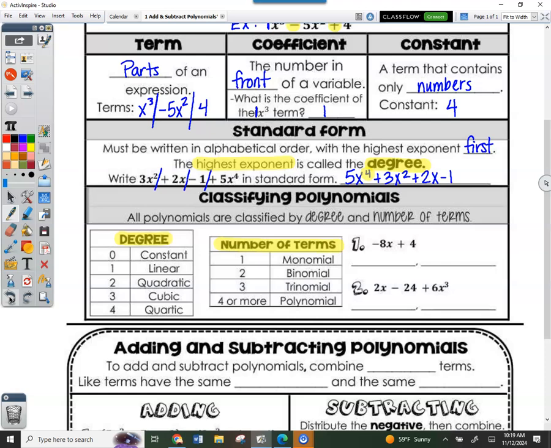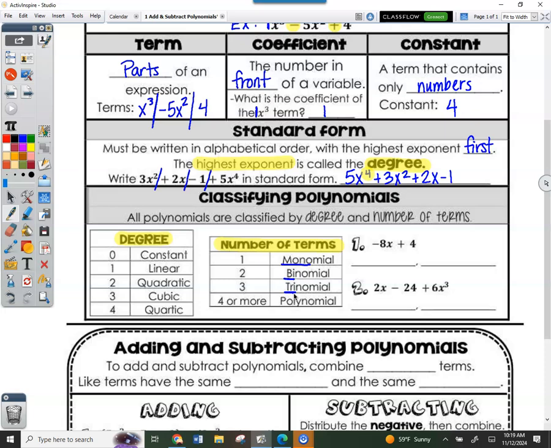Monomial, mono means 1. Mono y mono, 1 on 1. So these prefixes are giving you a clue of it being a monomial, binomial, trinomial: 1, 2, or 3 terms. These are the slash marks, okay? Polynomial is what's used for anything higher.